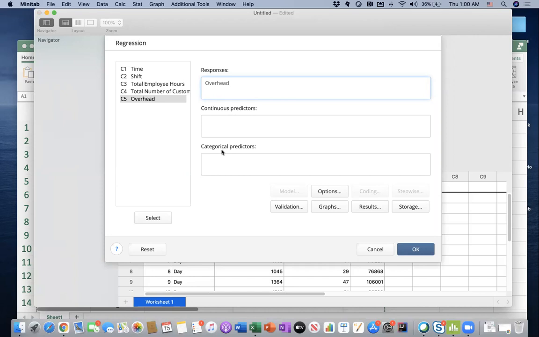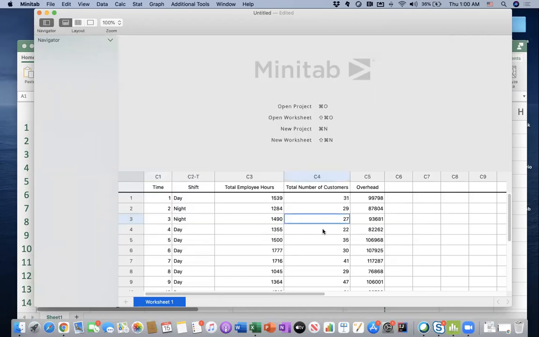And then there are two input categories that we can put in. The first one is continuous predictors, and the other one is categorical predictors. Now, it is really important to identify the difference between these two. So let's take a good look at our input variables.